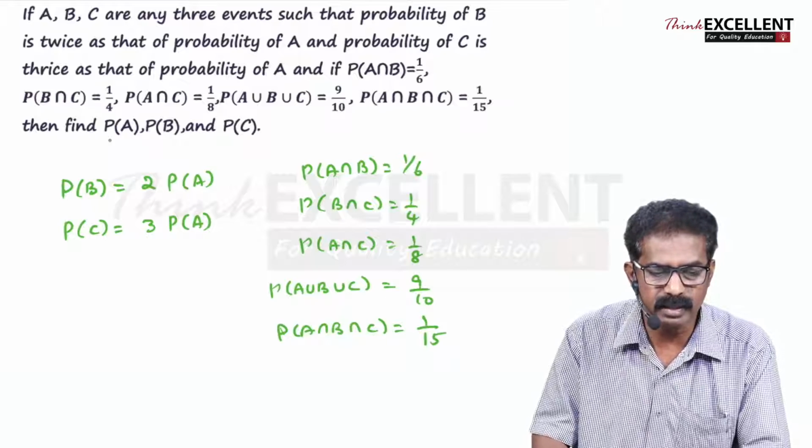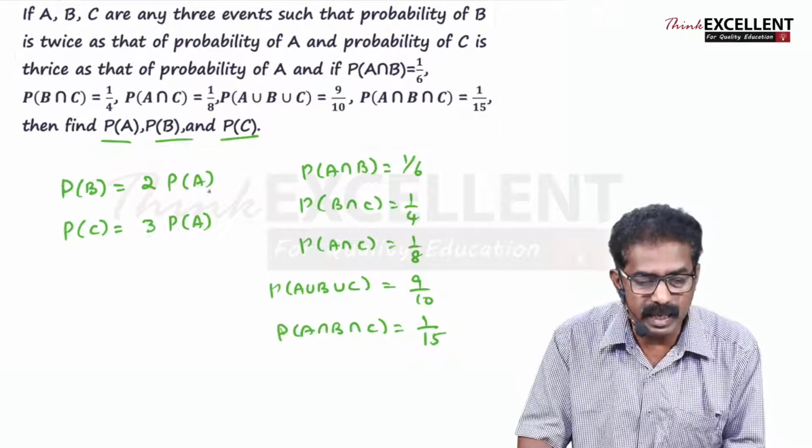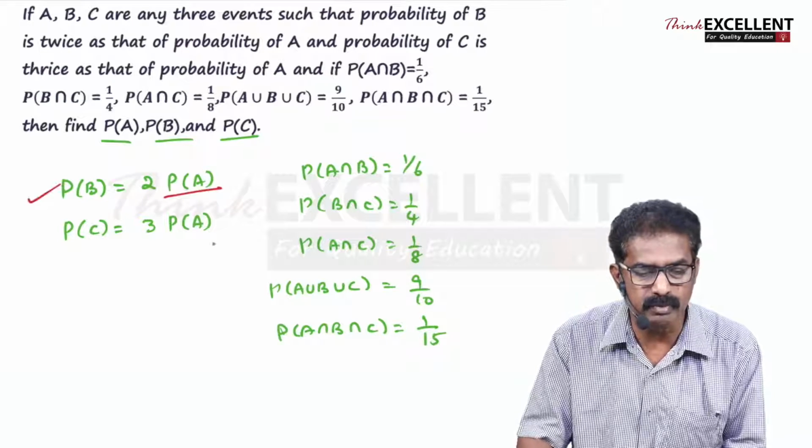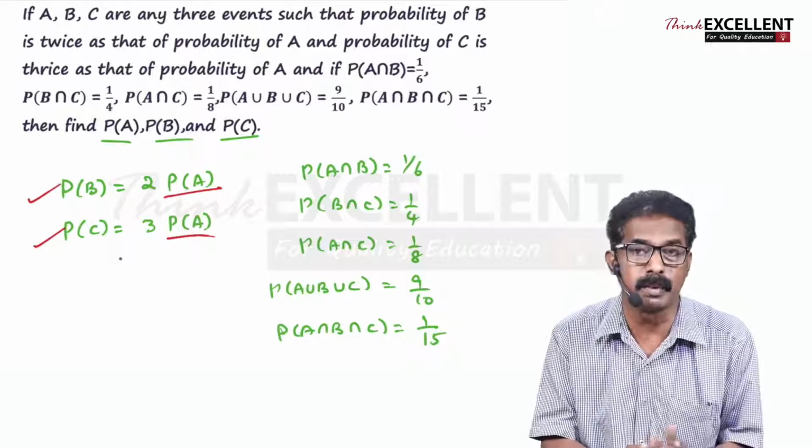They asked to find P of A, P of B, P of C. But if I know P of A, you substitute, you can find P of B. You substitute here, you can find P of C. So main thing we have to find out is P of A.